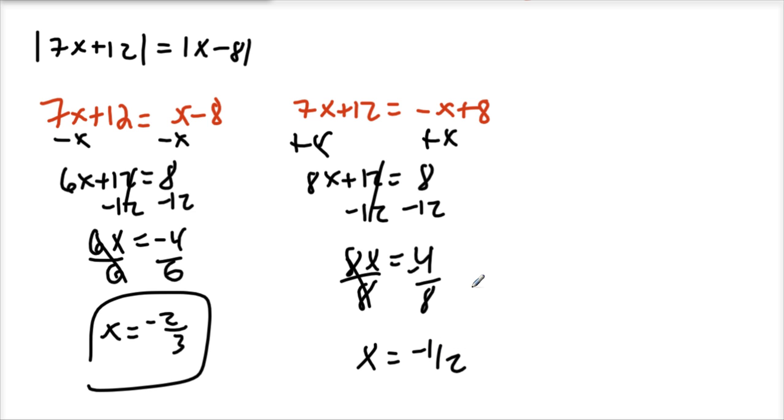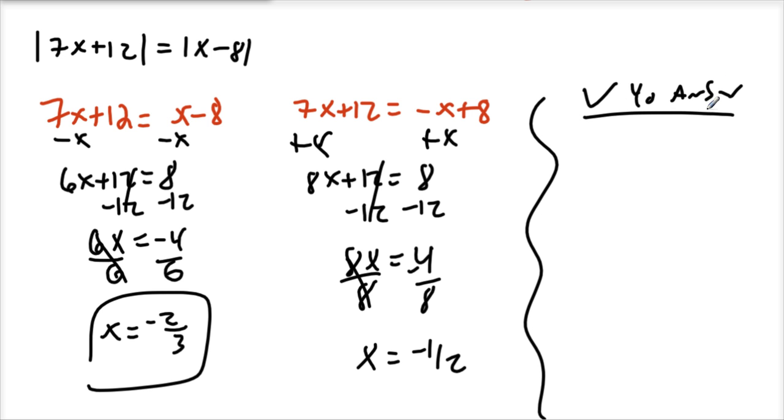Okay, let's just try maybe one of our answers just to see if it really does work here. So here we're going to check your answer, because these answers look kind of weird. I'm like, is this really going to be the same? Well, let's find out. Let's just try negative 1/2 over here. So I'm going to do this first. The absolute value of 7 times negative 1/2, and then plus 12.